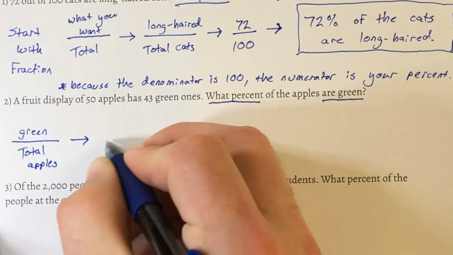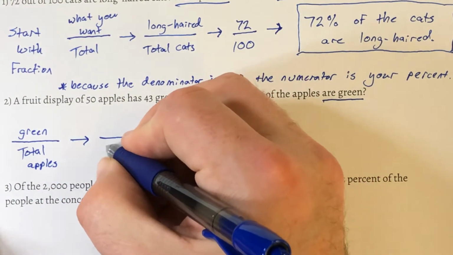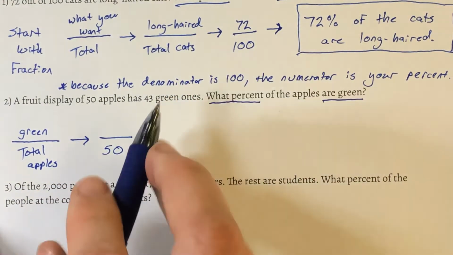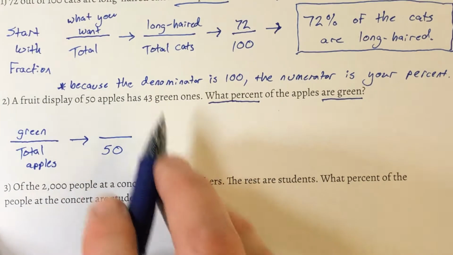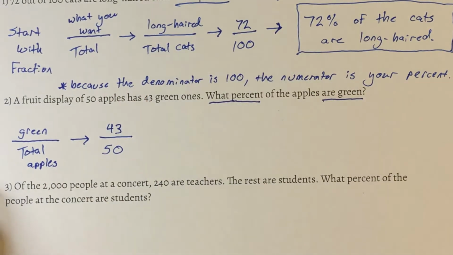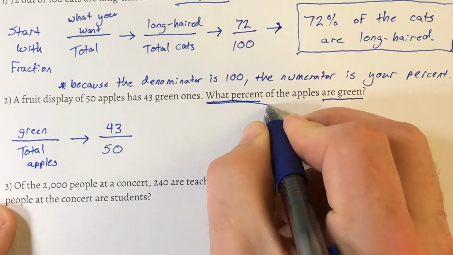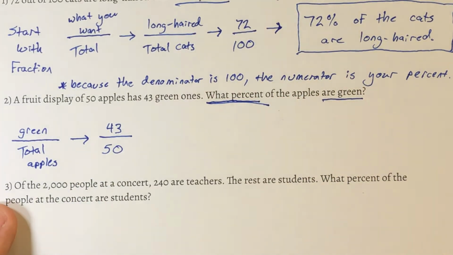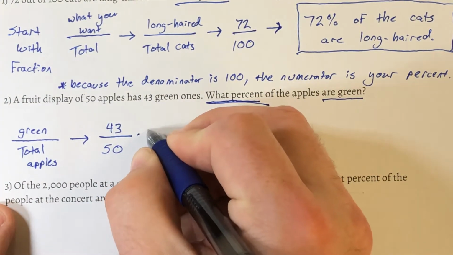And then let's put that in. So again, total apples is 50 apples. And then what I want is green, and I've already answered that as well. 43 green. So I have 43 out of 50. All right, we're going to convert this to a percent because the question says what percent are green? That's not a percentage, that's a fraction. So we're going to do it two different ways.